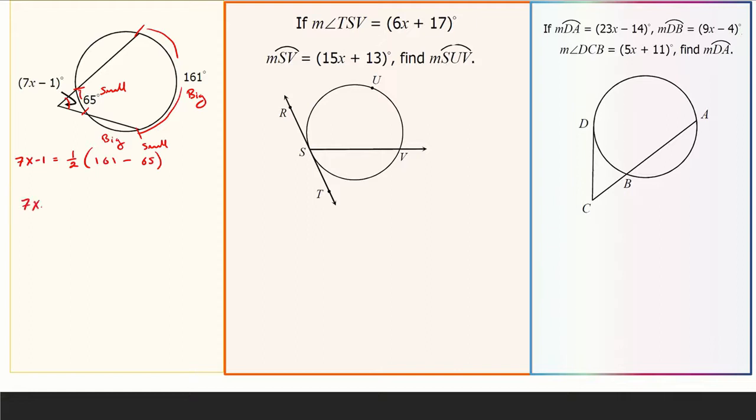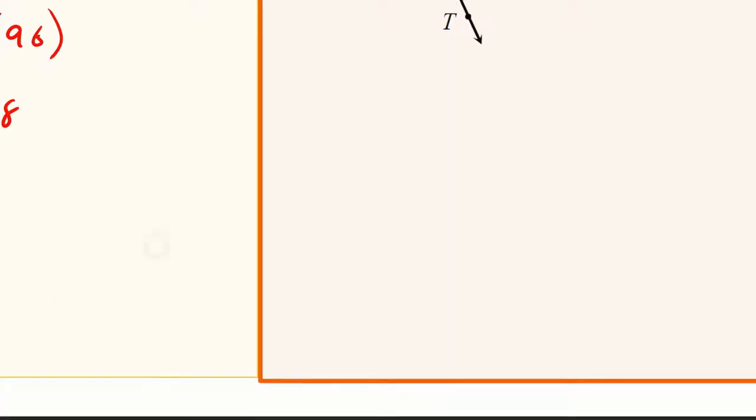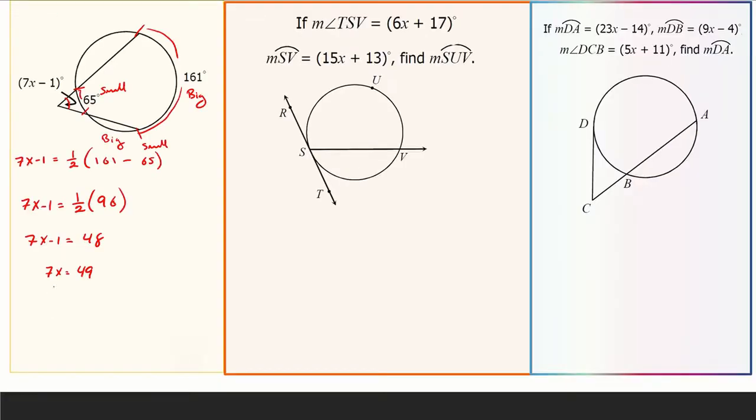So on the left side, 7x minus 1, we haven't done anything with that. We're going to combine like terms inside the parentheses. So 161 minus 65 gives us 96. We're going to take half of that. So half of 96 is 48. Add 1 to both sides, and we got 49. And so then divide both sides by 7, and we get x to be 7.